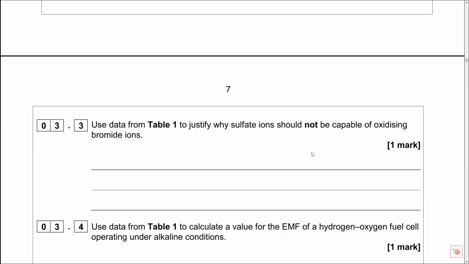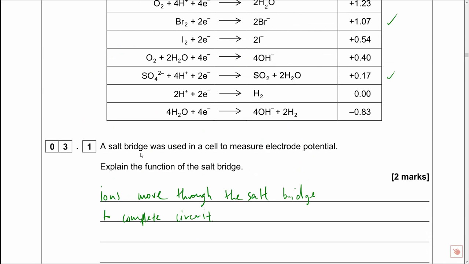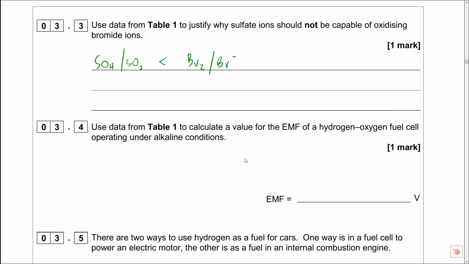So use data there. Let's scroll back up again. Yeah, so the SO4, SO2 is smaller than the bromide one here. They like these kind of answers in exams. It's not an explanation, it's just justifying it, just giving a reason basically.